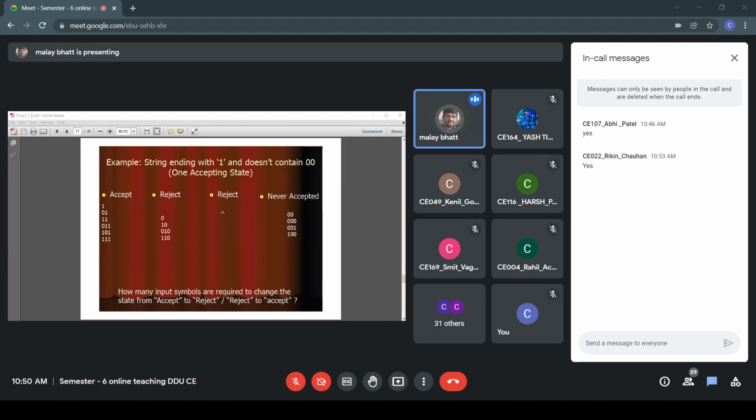Okay, so now we'll represent this in the form of a diagram so that you can understand it better. Any query in this? So far I got one response only, from Ricky. Yes, why we have 4 states here? This is what we have to find out.